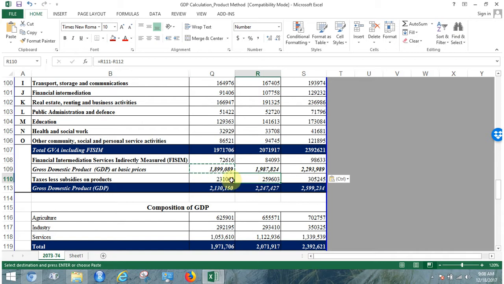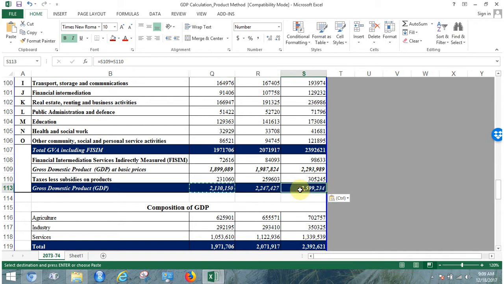231 billion is the value of taxes less subsidies, and we add this value to GDP at basic prices, and our GDP at producer prices comes, which is 2130 billion rupees. So we apply the same formula for the 3 years, and we come up with the GDP at producer prices.